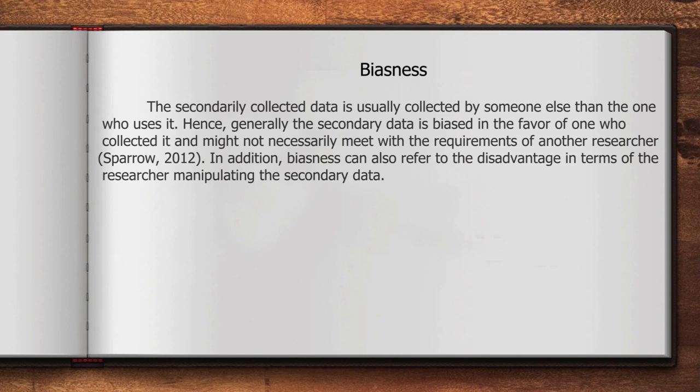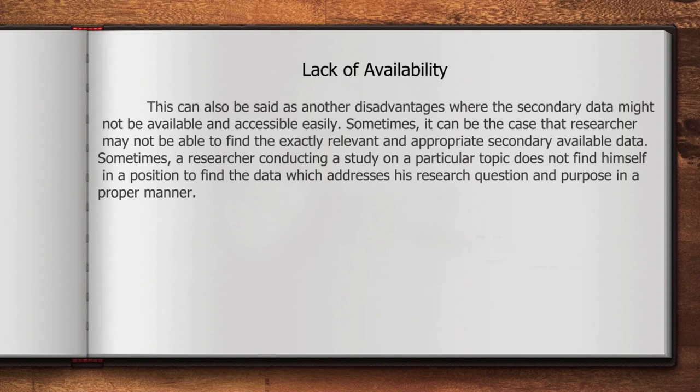Hence, generally, the secondary data is biased in favor of the one who collected it and might not necessarily meet the requirements of another researcher. In addition, biasness can also refer to the disadvantage of the researcher manipulating the secondary data. Lack of availability. This can also be said as another disadvantage, where the secondary data might not be available and accessible easily.